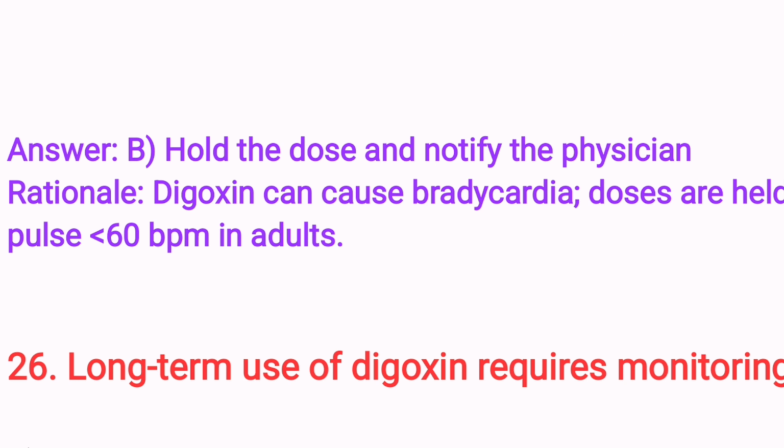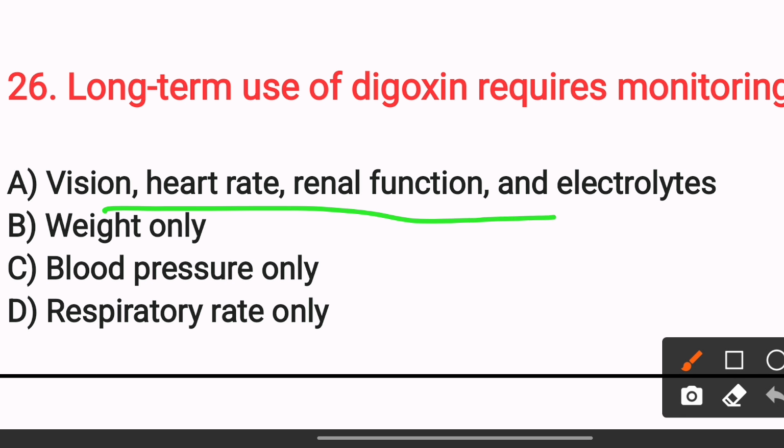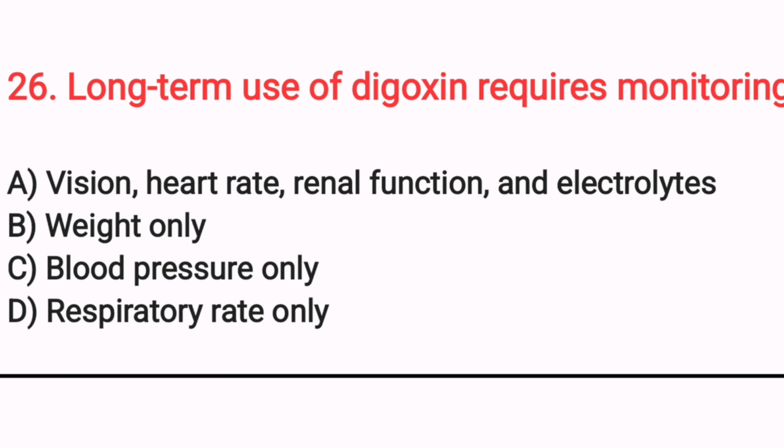Next, long-term use of digoxin requires monitoring of option A, vision, heart rate, renal function and electrolytes. Option B, weight only. Option C, blood pressure only. Option D, respiratory rate only. The answer is option A, vision, heart rate, renal function and electrolytes, because these are related to the toxicity of digoxin. Monitoring ensures the efficacy and prevents the toxicity.